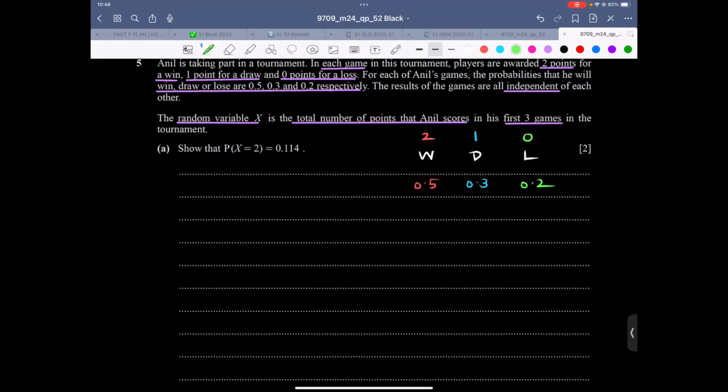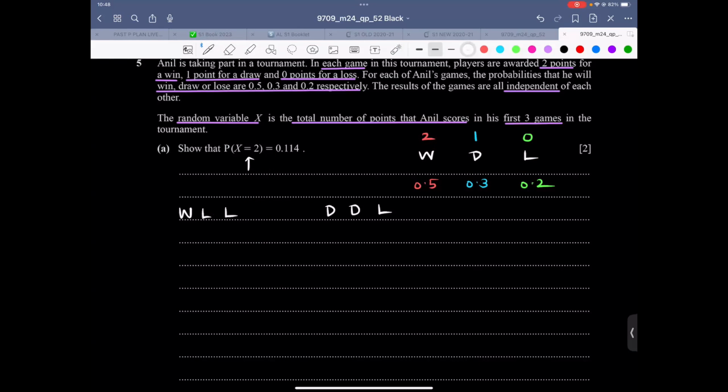Now it says X is the total number of points that Anil scores in the first 3 games. If we want a total score of 2, how is it possible? What if I score a 2 and then a 0 and then a 0? So it is win, loss, loss. And the other possibility could be a draw, scoring a 1, and then another draw that adds up to 2, and then a loss. So the other possibility is draw, draw, and loss.